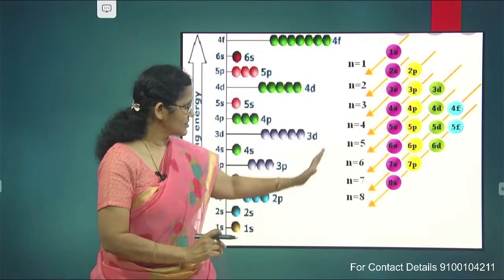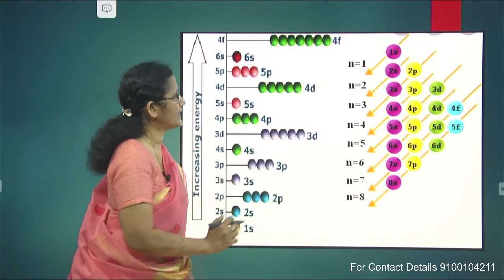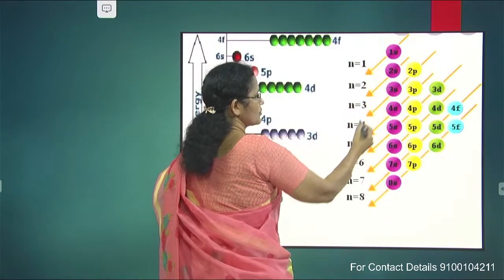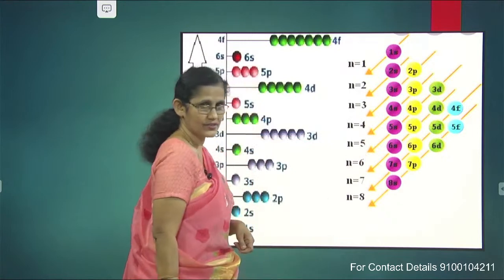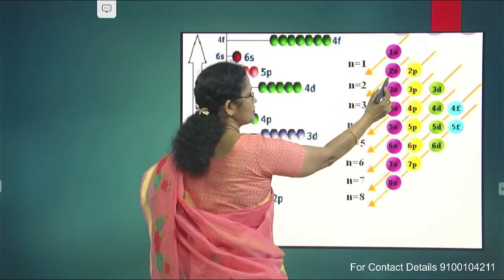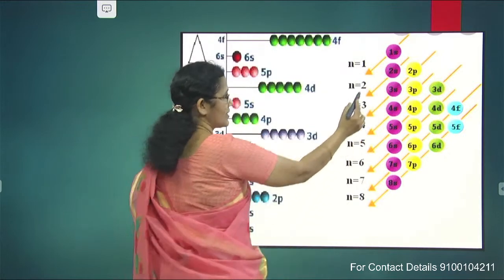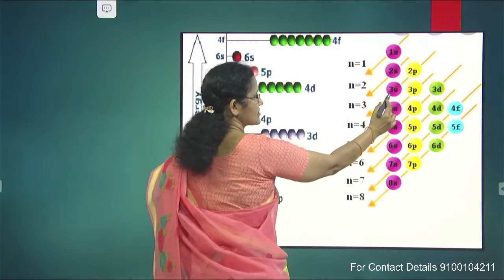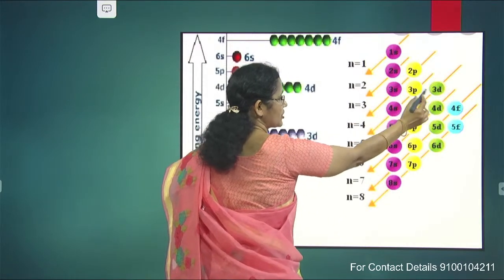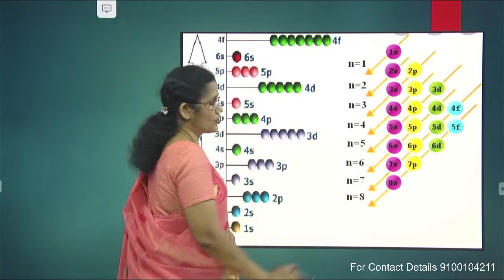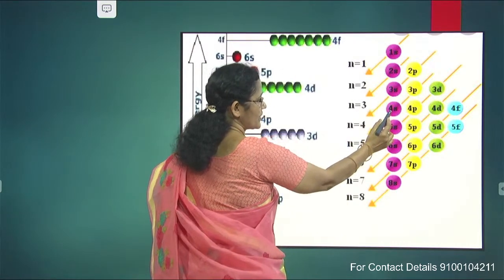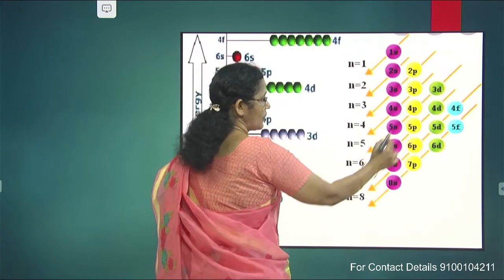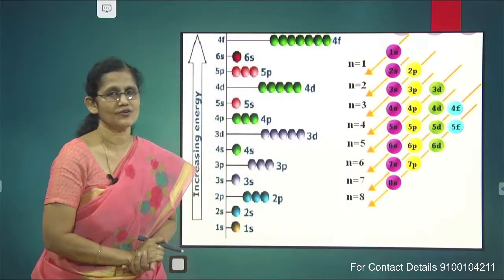See this energy order diagram. For n equal to 1, first 1s is filled with electrons. Next, electrons move to the 2s subshell, then 2p is filled, then 3s, then 3p. After 3p, not 3d, but 4s. After 3p electrons move to 4s, then 3d, then 4p, 5s. This is the order of filling of electrons.